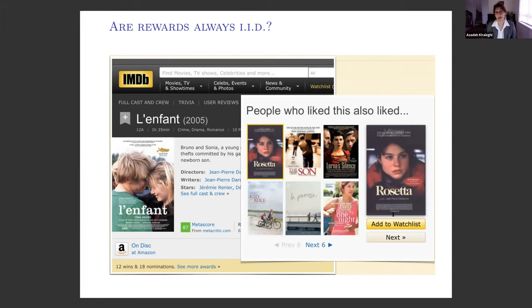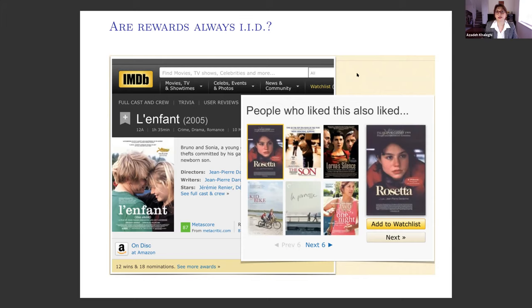Let me give you an example for recommendation systems. Suppose that I'm on IMDb, and I end up being recommended to watch this movie on the left, and I watch it and I like it, and then I get these six recommendations. I watched this movie yesterday, and now I'm selecting one of these six to watch today. Clearly these two events are dependent on each other. So in many cases, the rewards are not necessarily IID.